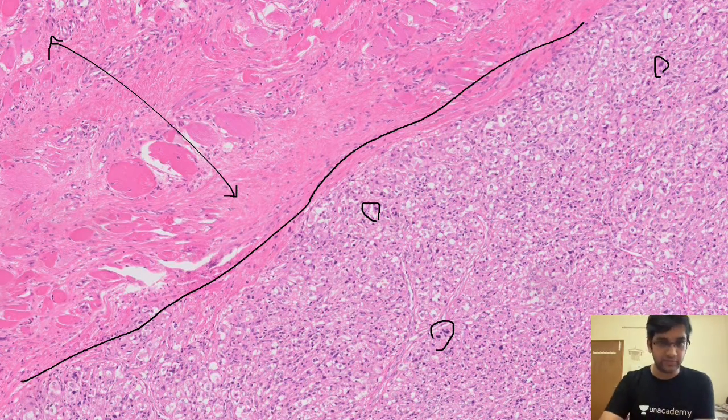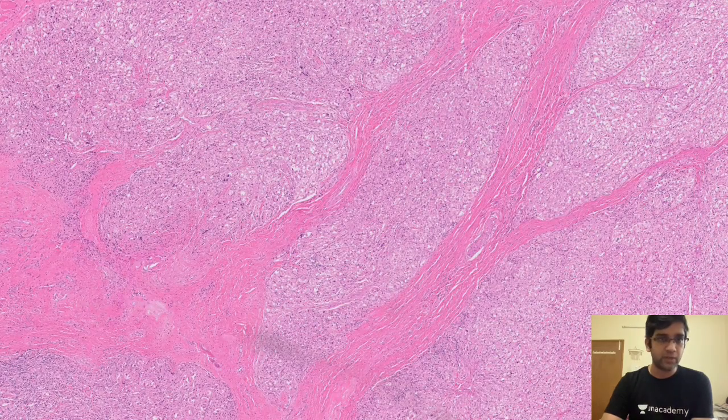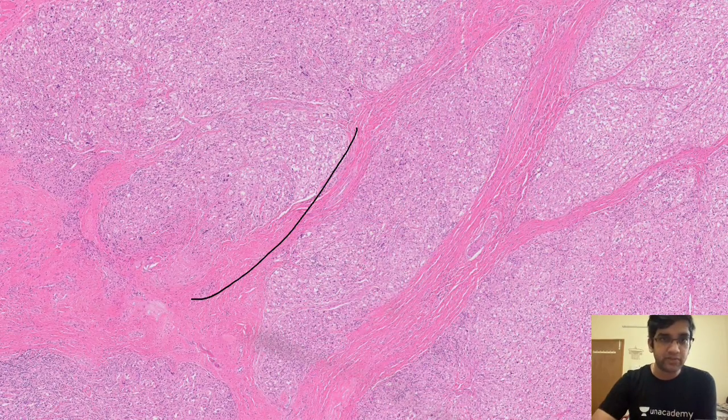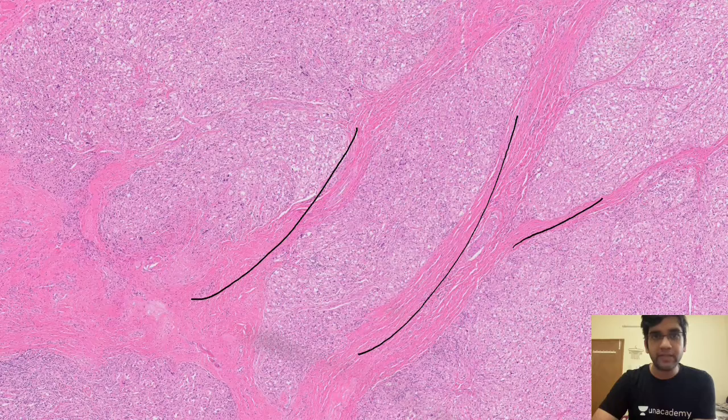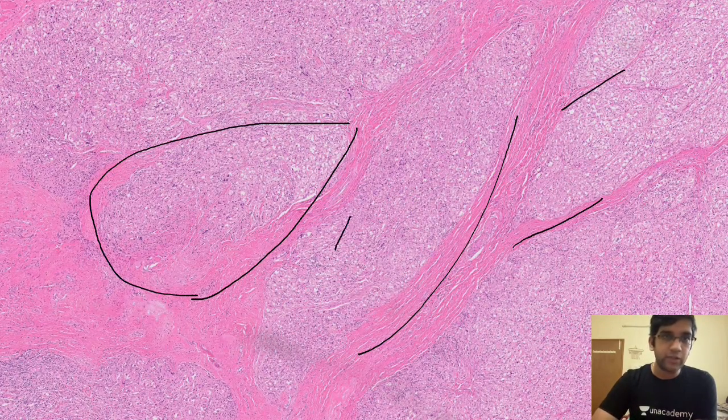Let's go a little bit deeper and let's see what is there. So now this image focuses entirely on the lesion, right? I don't have anything in the normal dermis. What I see is I have lots of fibrous tissue here, which is kind of making the lesion lobulated, right? Kind of a lobulated mass here. And I do have the tumor cells here.